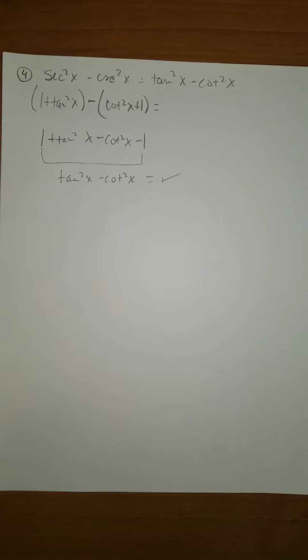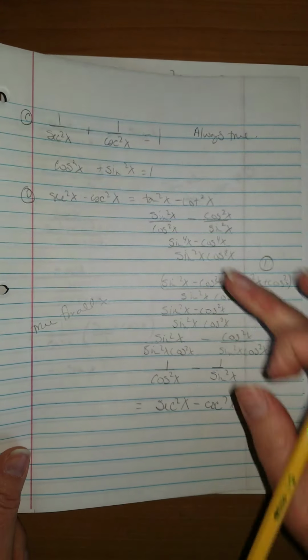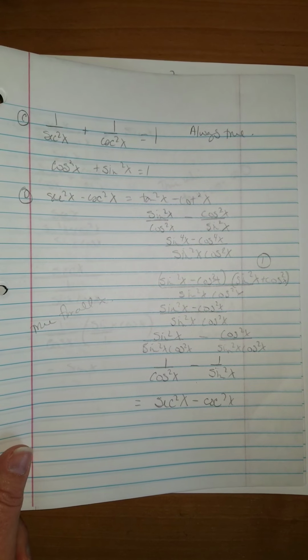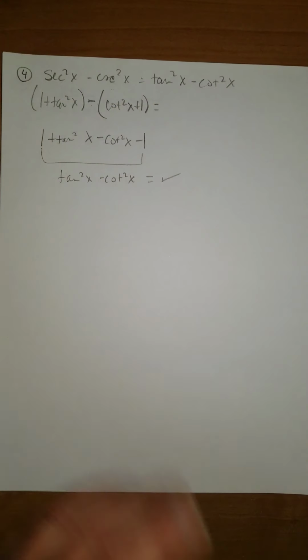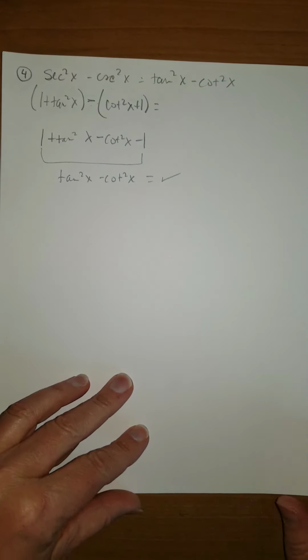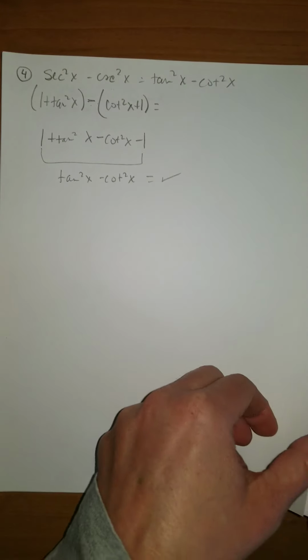I'm going to be honest with you, guys. That's way shorter than what I had before. If you want to look at it, the first time I changed everything to sines and cosines. That's longer. This is shorter. I've gotten better at these. So if I see squareds, that's what I do. I peek and I say, what can I use for those Pythagorean ones? Because that is the way to go.